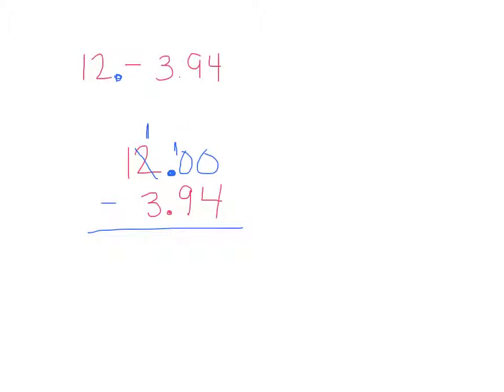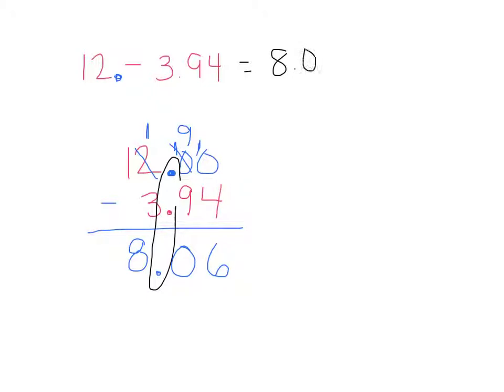So I would borrow a 1 from the 2. Move the 1 here. 10 minus 9 I can do, but I need to keep going, so I need to change that to a 9. Borrow 1, 10 minus 4 is 6, 9 minus 9 is 0, 11 minus 3 is 8. So once again, I got my decimals all lined up. My answer will be 8.06.